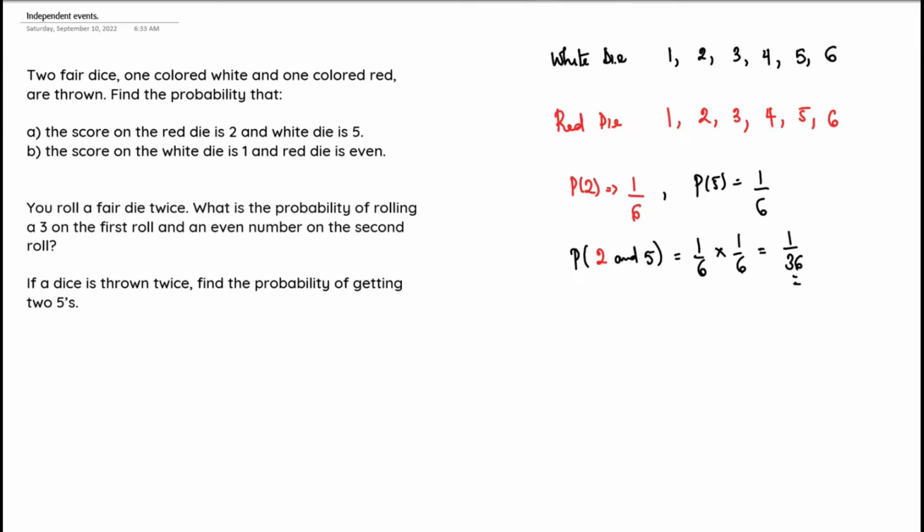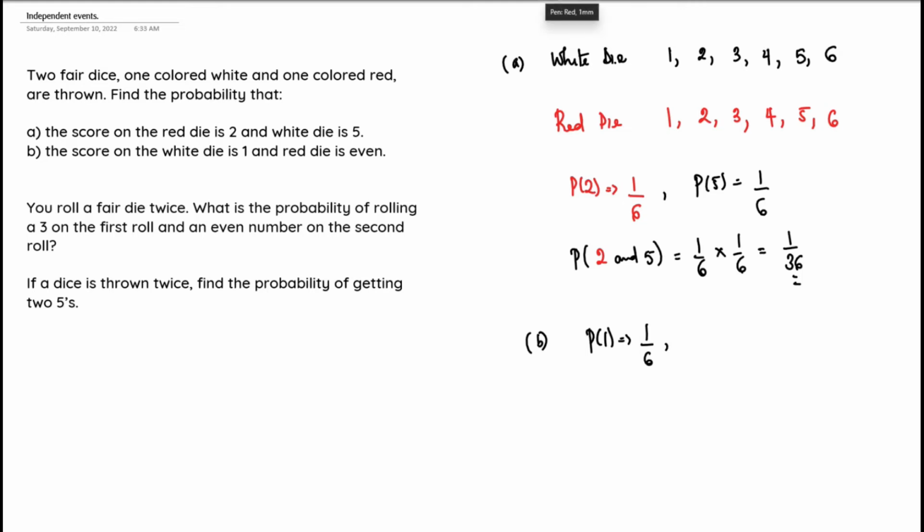So question B says that the score on the white die is 1 and the red die is even. So let's do that also. For our white die, the probability of having a 1 is equal to the number of 1s that we have. We can write this as A, and this is question B. So the probability of having a 1 on the white die is going to be equal to 1 divided by 6, and then the probability of having an even number on the red die.